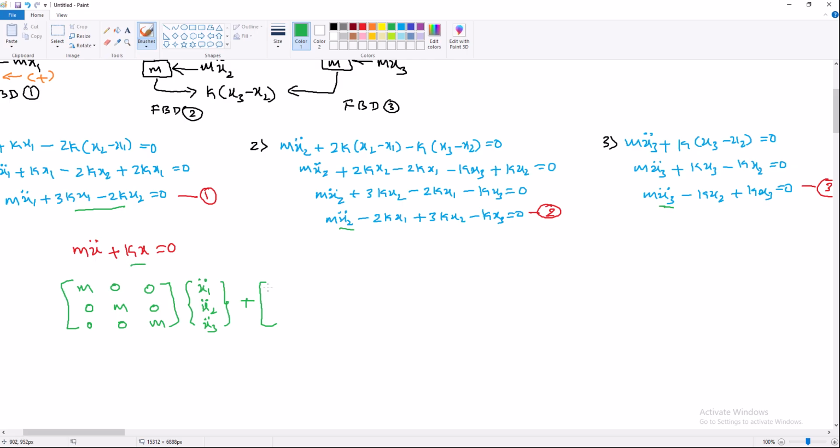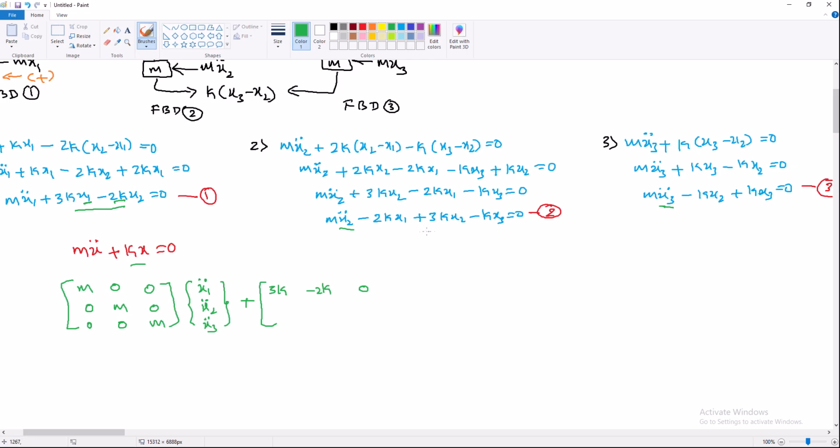To write the stiffness matrix, I have to look at equations 1, 2 and 3 to write the x1, x2 and x3 coefficient values. So in equation 1, x1 has the coefficient 3k, so I will write 3k, and x2 has the coefficient minus 2k, which is minus 2k here, and x3 we do not have, which is 0 in the first equation.